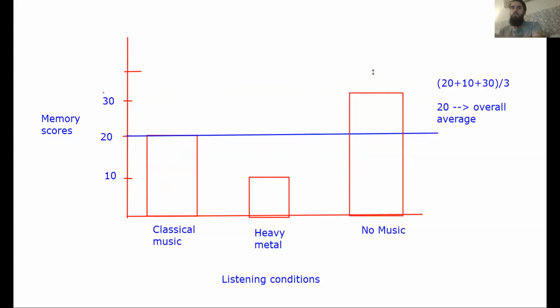Less so than if, for example, people's memory was much greater when there was no music. Now, compared to this condition, there's a lot more between group variance. There's a lot, the deviation, let's make this clear.